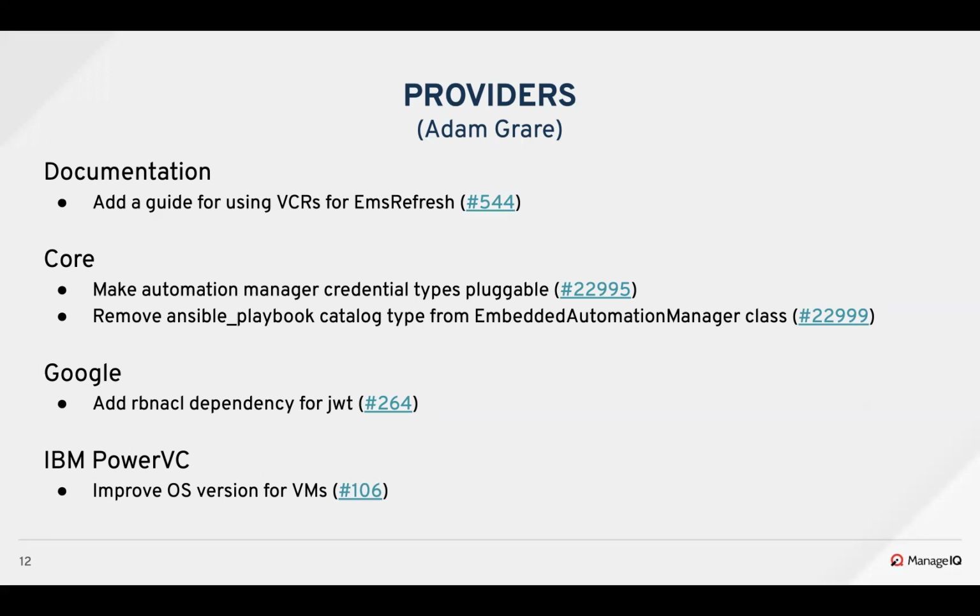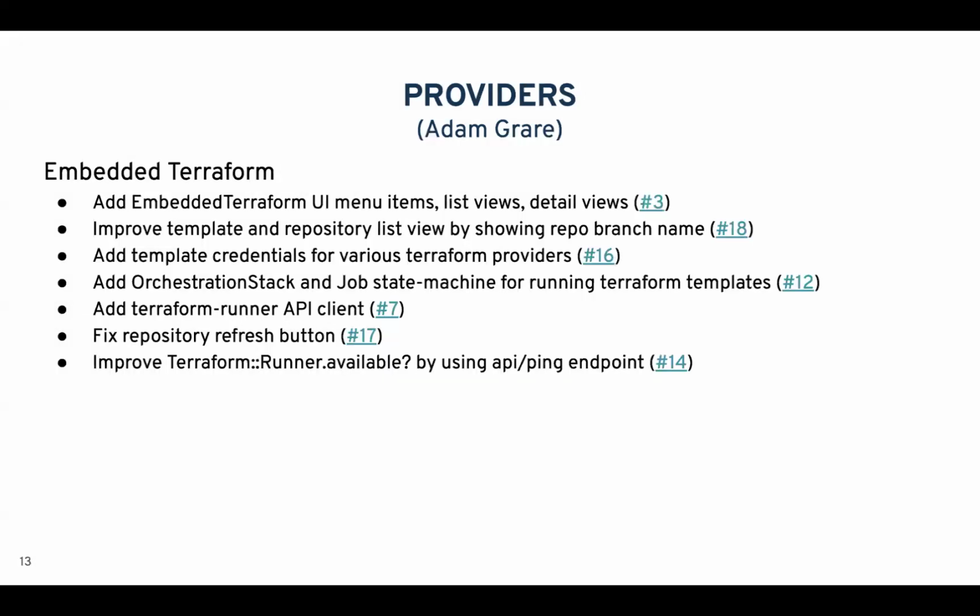For PowerVC, Jay improved the parsing for operating systems to drop the specific version for VMs directly into the operating system payload, so it doesn't have to be figured out dynamically. We have the full version info, so we added that directly to the OS version column. This is what's being shown on the UI that Jeffrey just talked about. And next slide. And a lot of work for embedded Terraform.